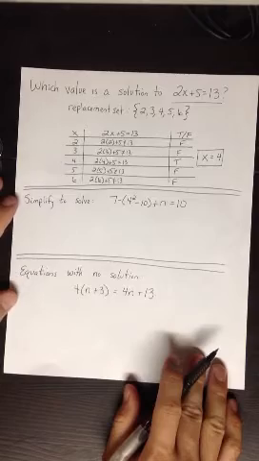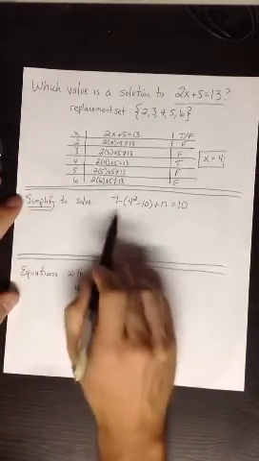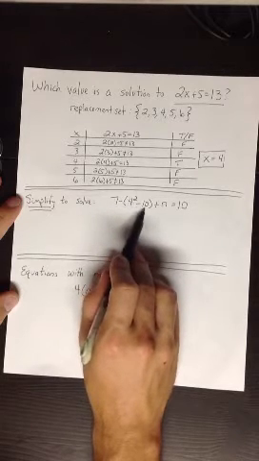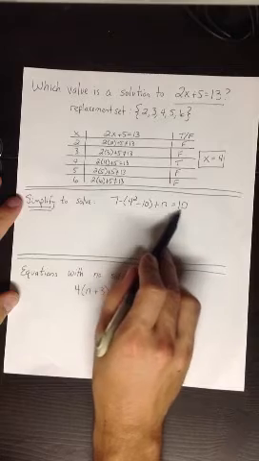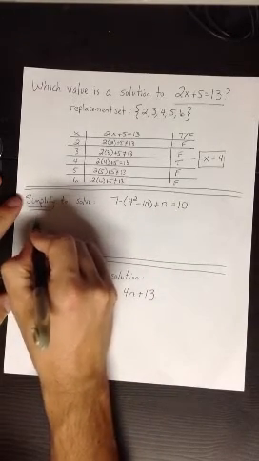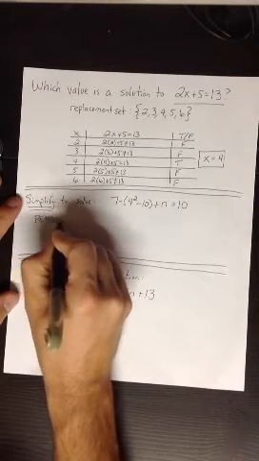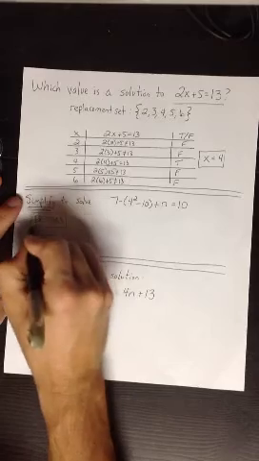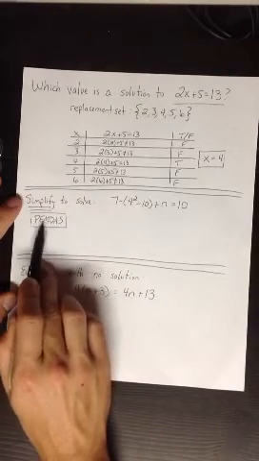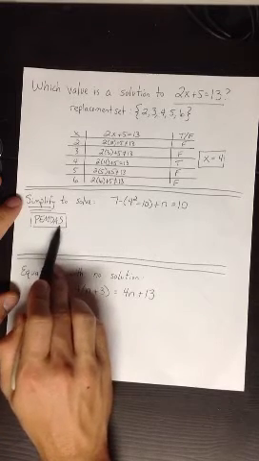Another strategy for solving an equation is to first simplify. So here we have an equation, 7 minus the quantity of 4 squared minus 10 plus n equals 10. And before we solve for n, we want to simplify by using the order of operations, which you're familiar with as PEMDAS. Parentheses, exponents, multiplication or division, whichever comes first, addition or subtraction, whichever comes first.